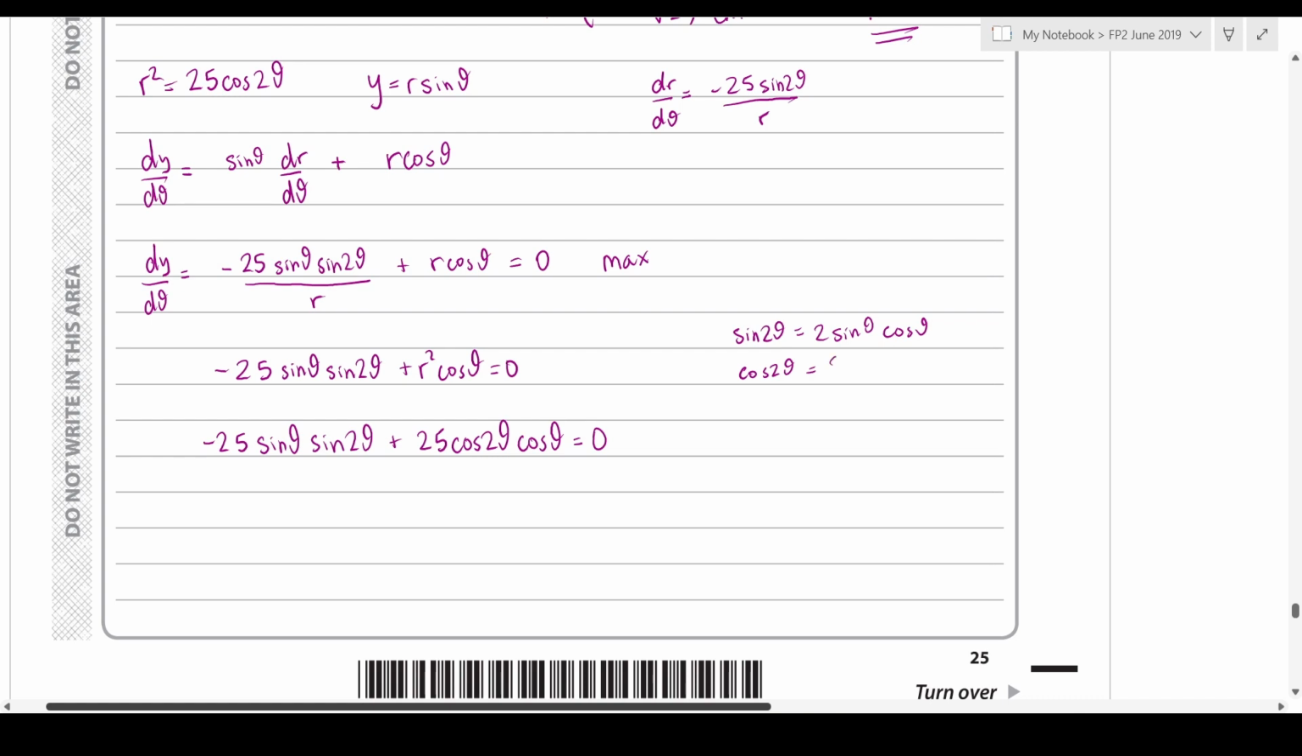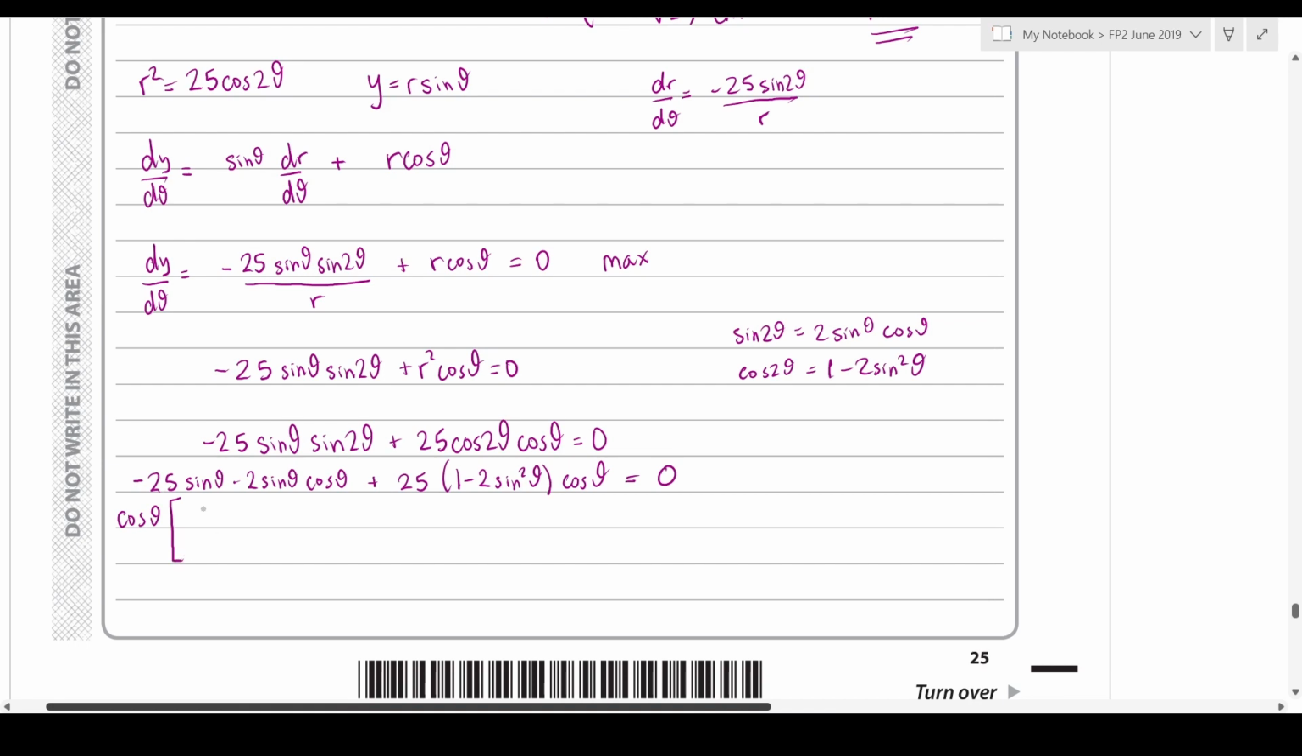So cos 2 theta is cos squared minus sine squared, which is 1 minus 2 sine squared. So I've got minus 25 sine theta times 2 sine theta cos theta, plus 25 times 1 minus 2 sine squared theta times cos theta. That's going to equal 0. I'm going to factor out a cos theta from the whole thing.